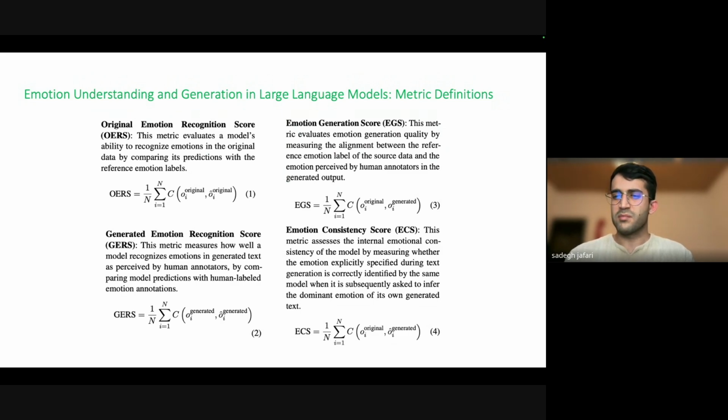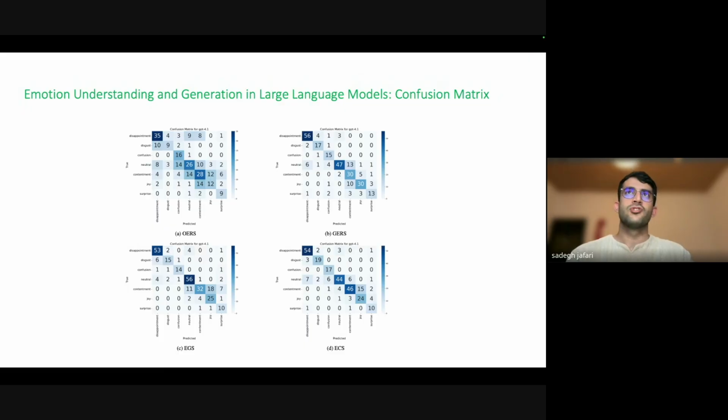If it says something else, for example, neutral, it means it's not consistent. It generates something that we ask it to generate in happiness, but after doing this, if we ask it what is the emotion here, and it mentions something else, it's not consistent. This is that score.